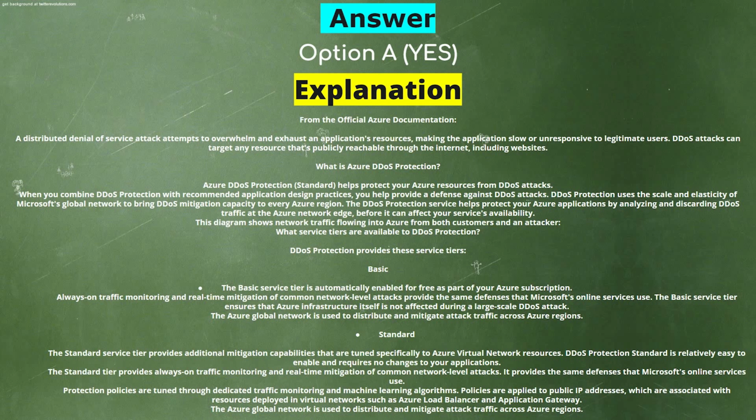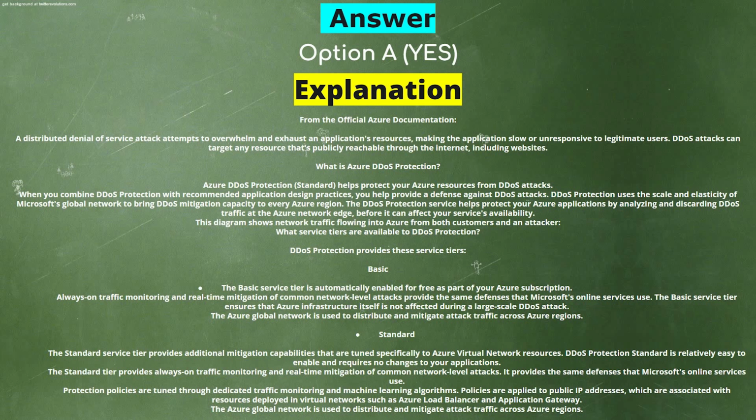Standard. The standard service tier provides additional mitigation capabilities that are tuned specifically to Azure Virtual Network resources. DDoS protection standard is relatively easy to enable and requires no changes to your applications. The standard tier provides always-on traffic monitoring and real-time mitigation of common network-level attacks. It provides the same defenses that Microsoft's online services use.